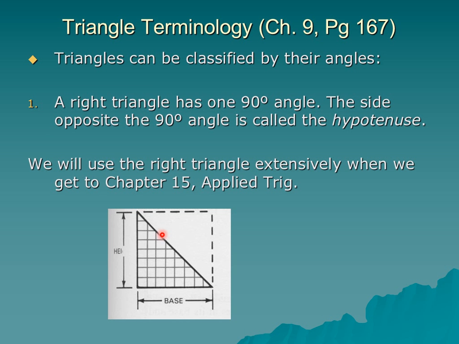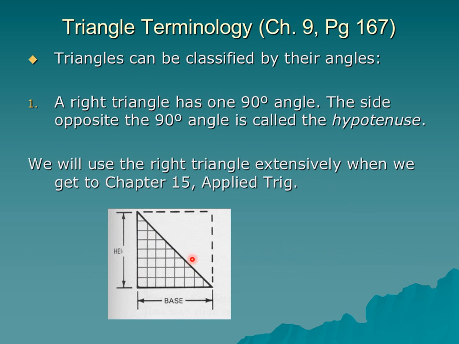Okay, this longest side is called the hypotenuse. And this right triangle has extensive use in applied trig. We'll be talking about applied trig next class, which is actually the beginning of trigonometry. But all the trigonometry discussions are mostly based on the right triangle. So that's why the right triangle is extremely important to understand.